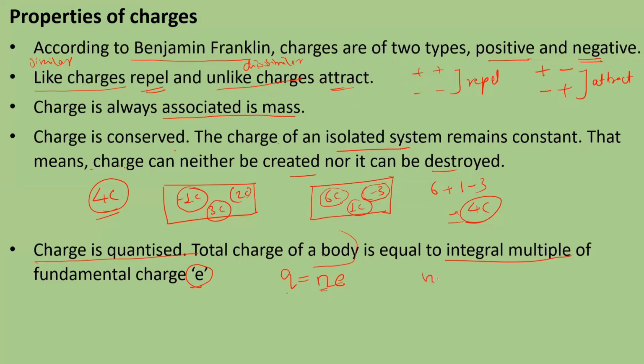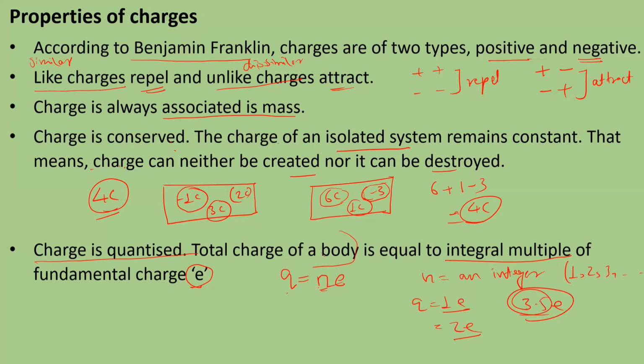Here n is an integer, and you can write it to be 1, 2, 3, and so on. One thing you will have to remember here is that charge can be 1e, it can be 2e, it cannot be 3.5e, because 3.5 is a fraction, so it is not an integer. So it can be 1e, 2e, 3e. It is a fixed quantity. You cannot say that you need 1.5 charge. Charge is a quantized quantity.